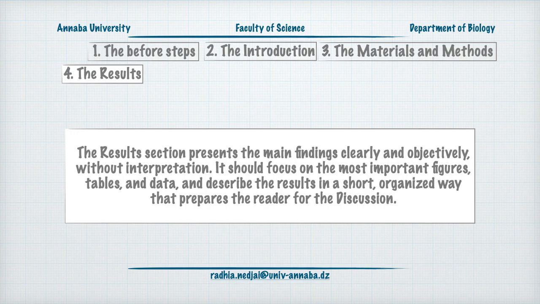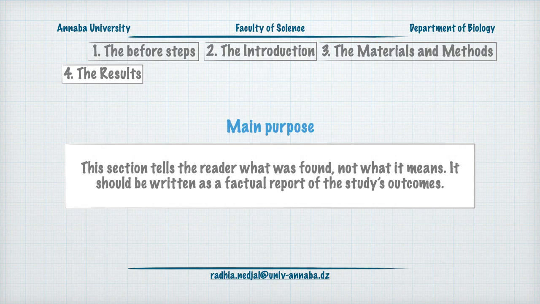Now, let us move to the results section. This section presents the main findings clearly and objectively, without interpretation. It should focus on the most important figures, tables, and data, and describe the results in a short, organized way that prepares the reader for the discussion. The main purpose here is simple: report the results, not explain them. And it should be written as factual reports of the study's outcomes.